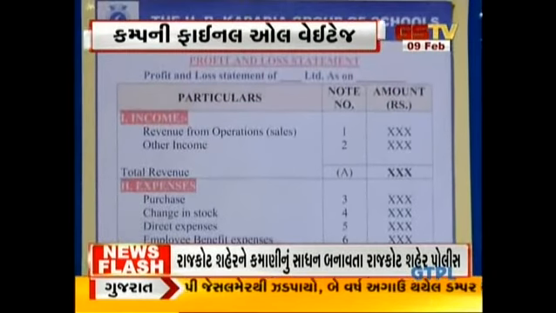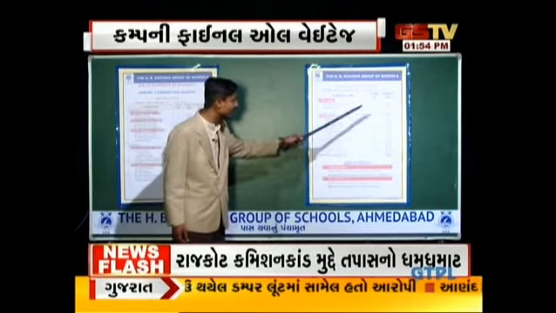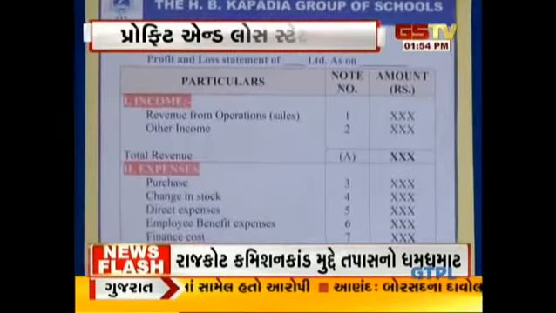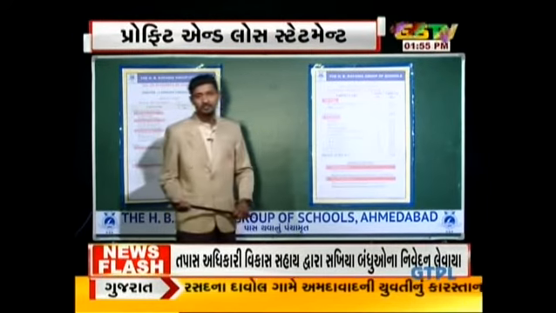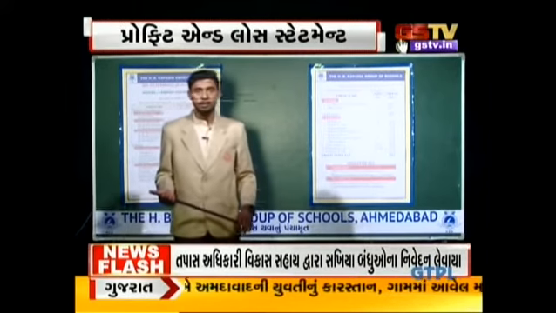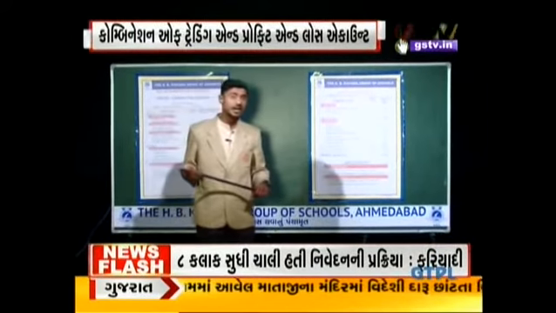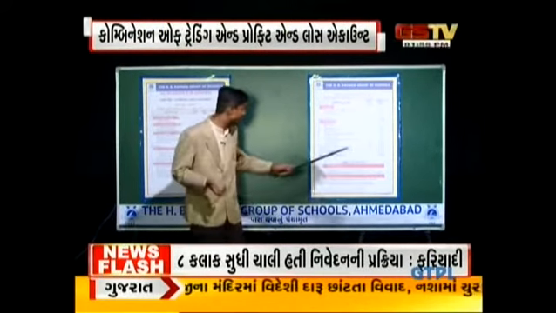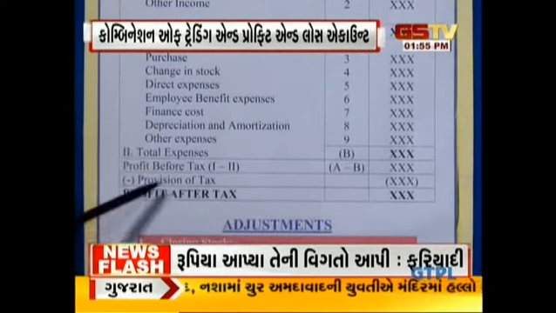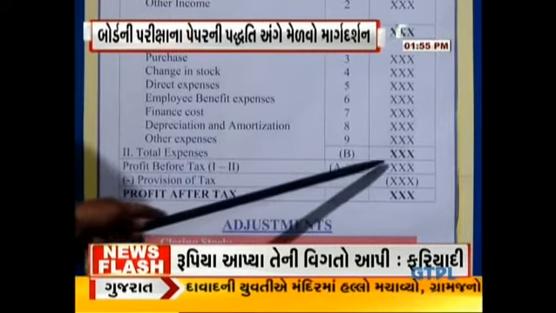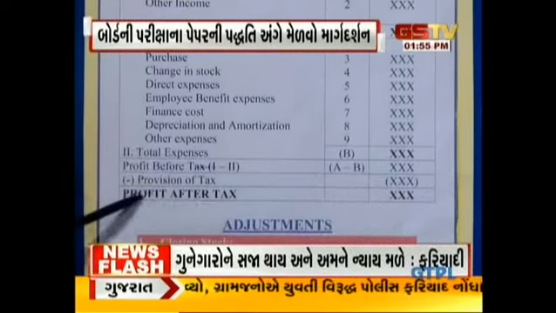Now you have to deduct all the expenses from incomes. The total of income will be termed as A, the total of expenses will be termed as B. If we do A minus B, we will get profit. As a company, before distributing dividend to shareholders, we have to pay tax to the government. So from this profit, we have to deduct the tax. For this, we have to make a provision of tax. So deduct the amount of provision of tax from the total profit. Now you will get profit after tax.